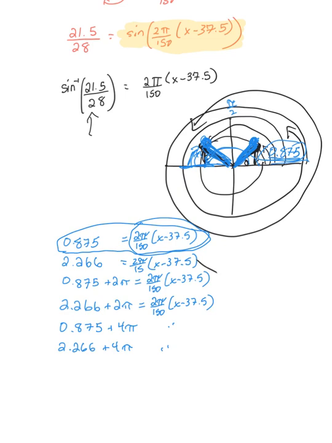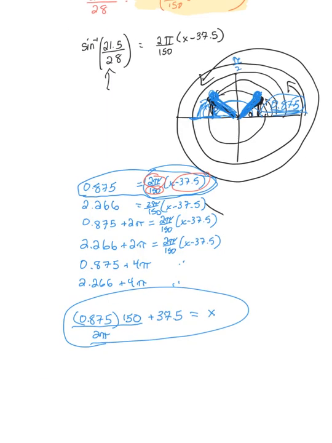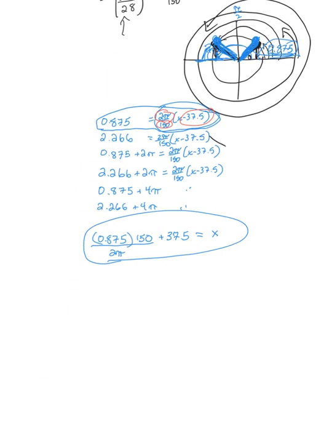So let's do this first one, 0.875. We're going to have to multiply by 150, divide by 2 pi, and then add 37.5, and that's going to equal x. But that's just one of the answers, right? This is the one your calculator would have given you if you weren't clever enough to know that there are going to be more. So let's just check that out.